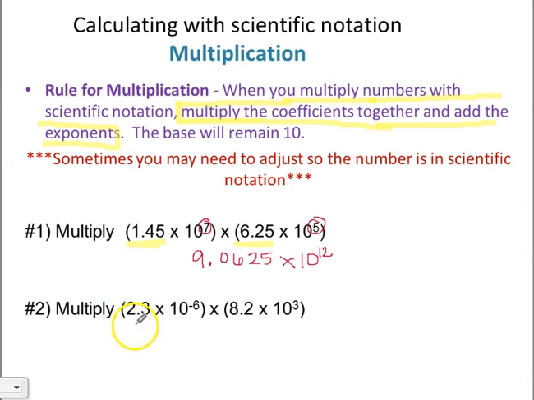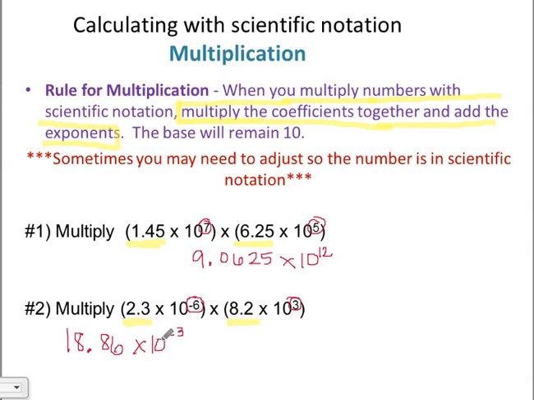So we're going to start by multiplying the coefficients together. So 2.3 times 8.2. When I multiply those together, I get 18.86. And then I add my exponents together, so -6 plus 3. Watch that negative, because we will end up with a -3 there.